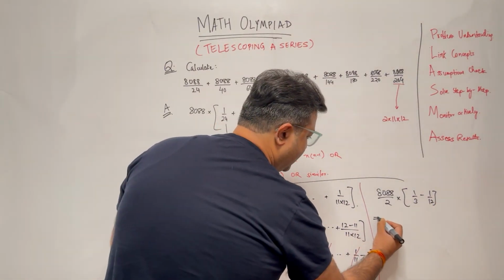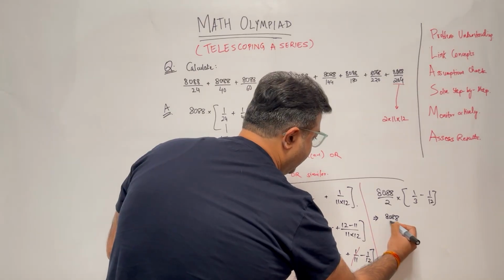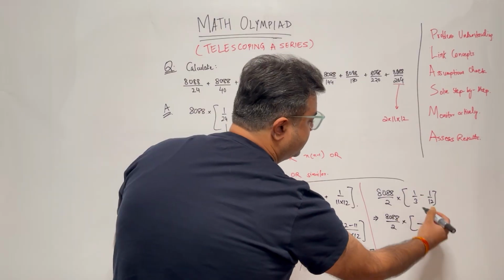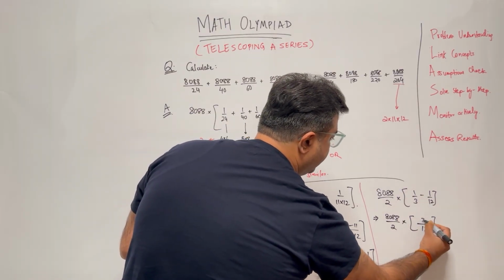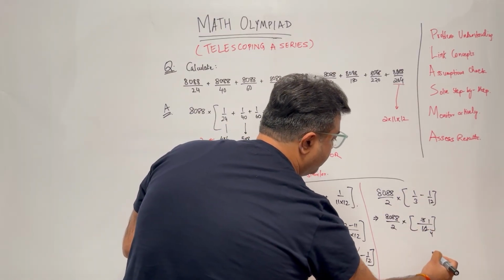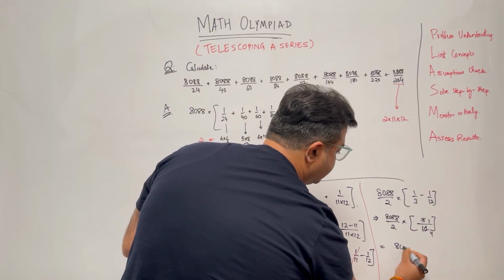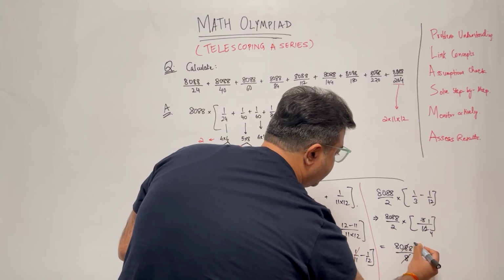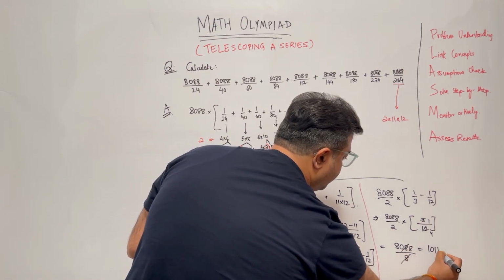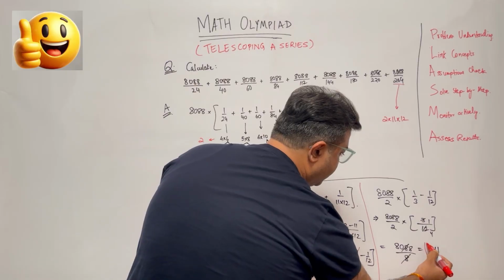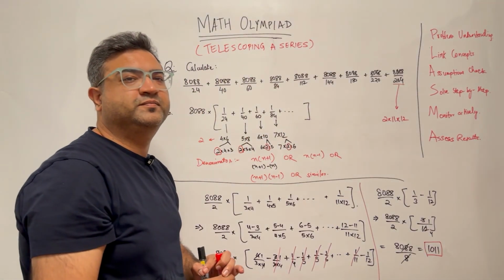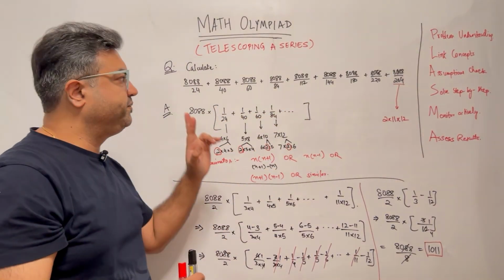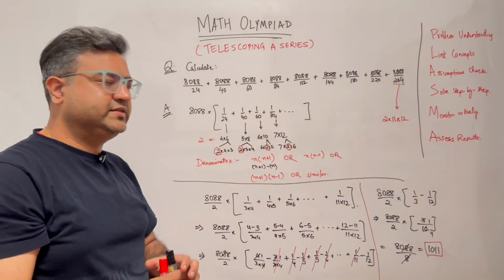Okay. So 8088 divided by 2 multiplied by, if we take 12 as a common denominator, this will be 4 minus 1, this will become 3, and this will be 1 by 4. So this will become 8088 divided by 2 into 4, which is 8. And then when it cuts everything, it will become 1011. And that is our answer. So this is how we telescope a series. One example. Let me give you another example.